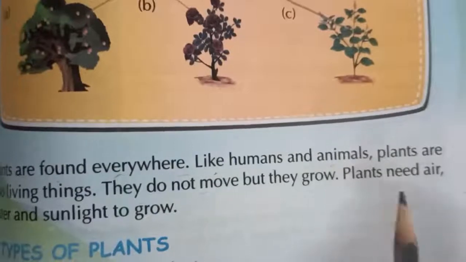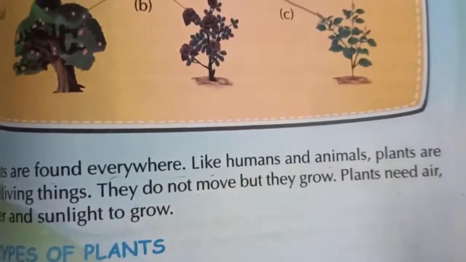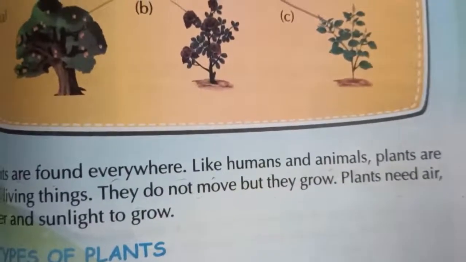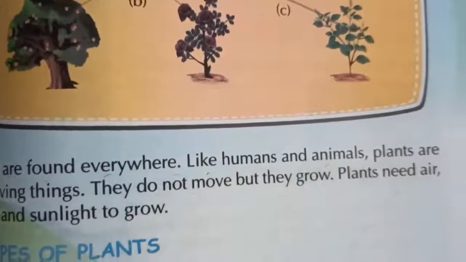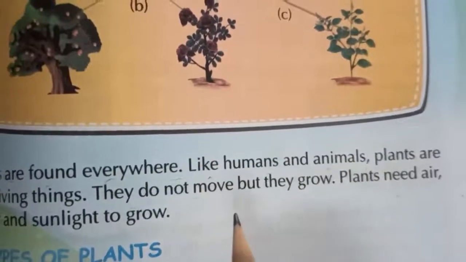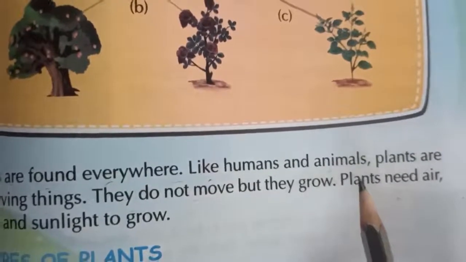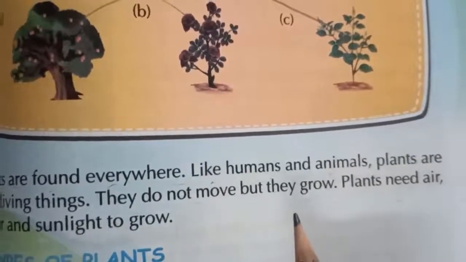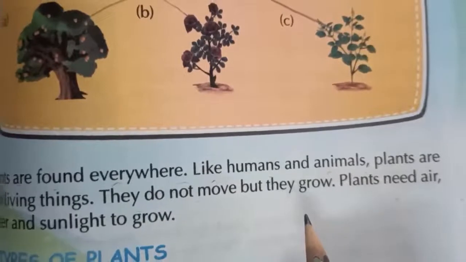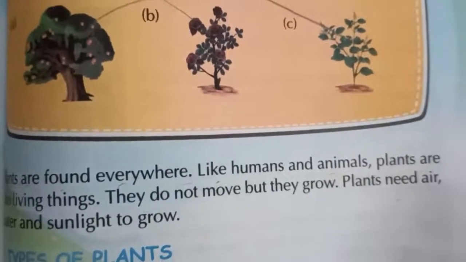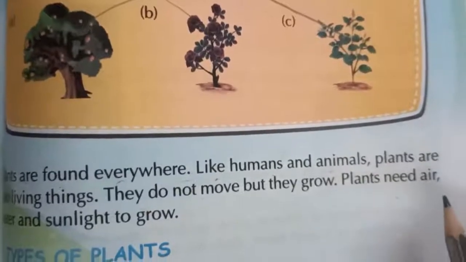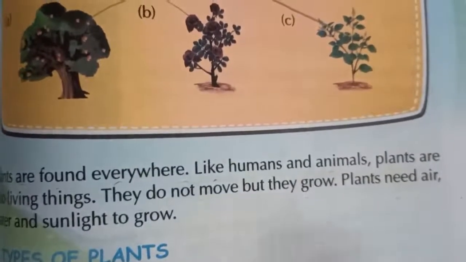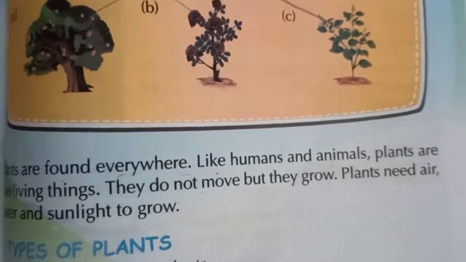Like humans and animals, plants are also living things. They are also breathing. So they are living things. But they do not move from one place to another place like humans and animals. But they are growing. Plants need air, water and sunlight to grow. Like us, they also need air, water and sunlight to grow.